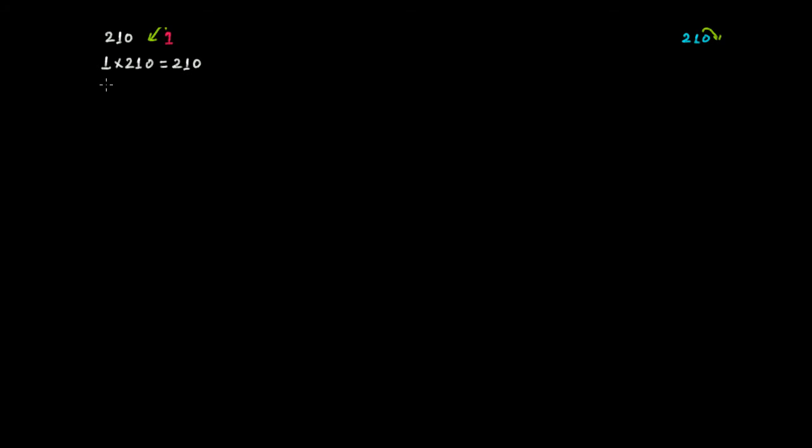Now let's see for 2. Will this number be divisible by 2? Since this number has 0 at its units place, and we know that any number having 0, 2, 4, 6, 8 at the units place will be divisible by 2, yes, this number will be divisible by 2. The question is by how much? So divide 210 by 2. 2 times 1 is 2, minus, we got 0, we put 0 here, and 5.